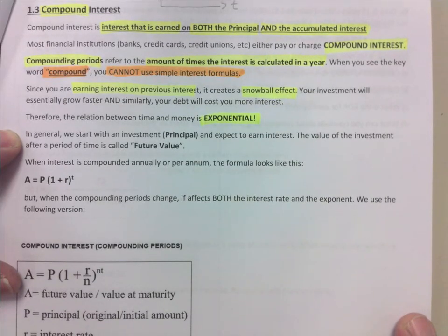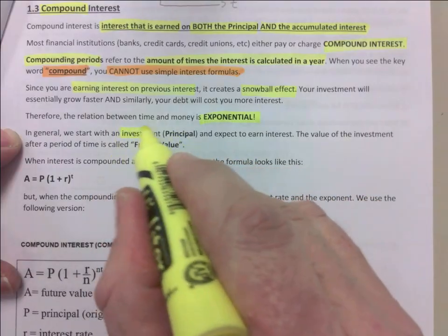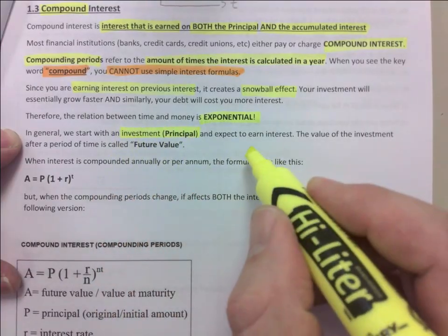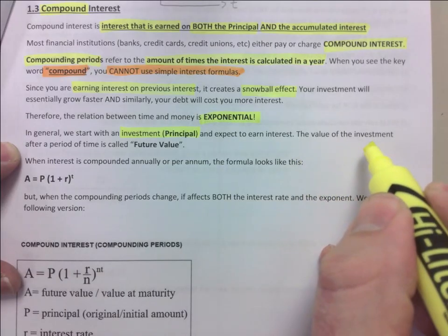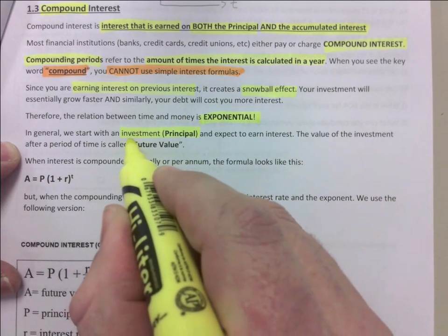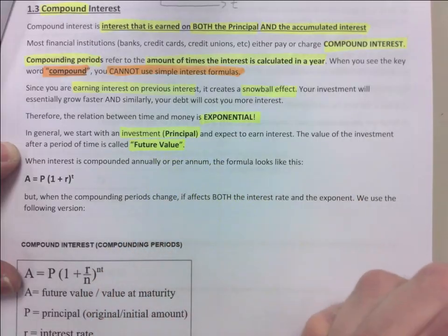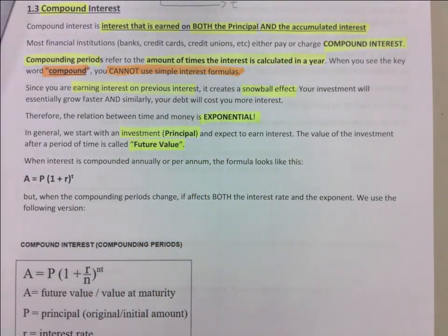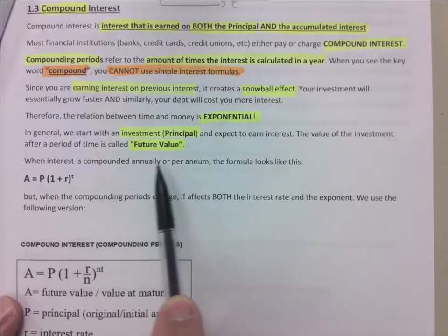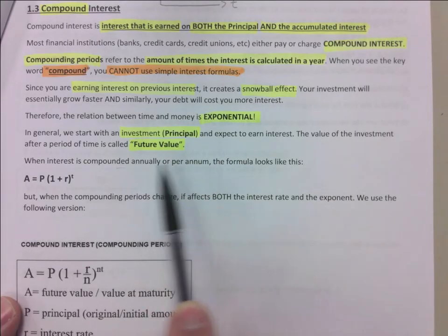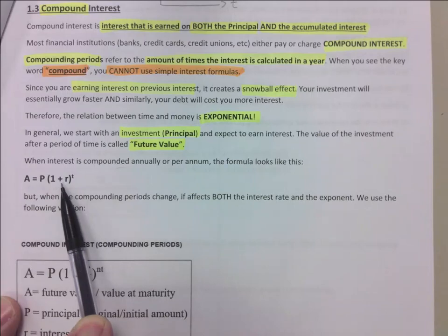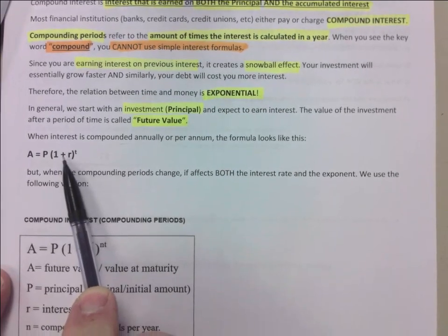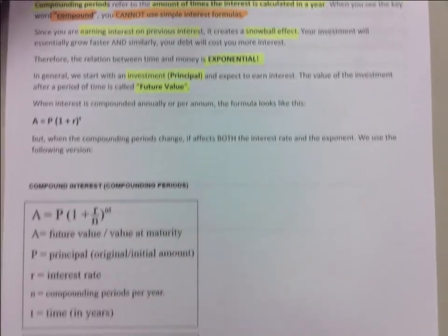In general, we start with an investment. The investment is the principal, and we expect to earn interest. The value of the investment after a period is called the future value. Same concept. We've got our principal, we've got the future value. When interest is compounded annually or per annum, the formula looks like this. I don't want you to have this one here. I'd rather you use the one that I'm about to give you down here.